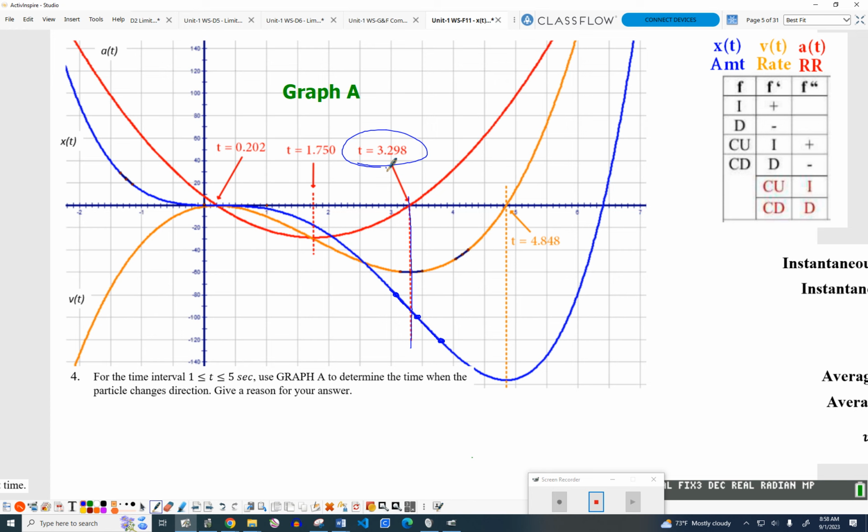Chris, go ahead. 4.848. So Chris says, look over here. This time, so now the position is, let's see, like -140. Now the position's about negative 155. Now the position's back to negative 1. Hey, that's it. That's when the particle changed direction. How many knew it before he showed you? 2 points, 3 for Chris.